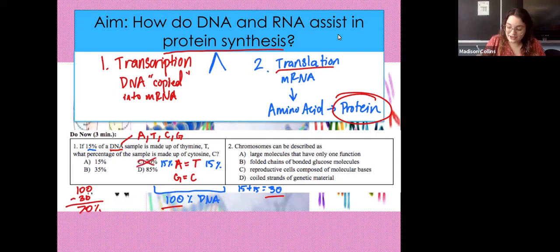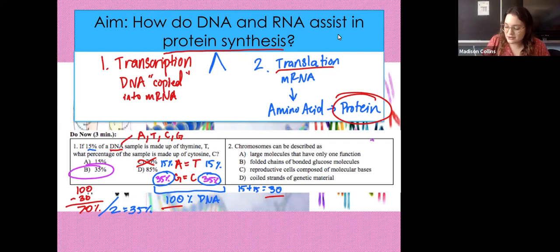We still have to account for our samples of G and our samples of C, which means we're going to divide this number 70 by 2. That gives us a final answer of 35%, which means our sample is made up of 35% G and 35% C. All right. Number 2, chromosomes can be best described as what?